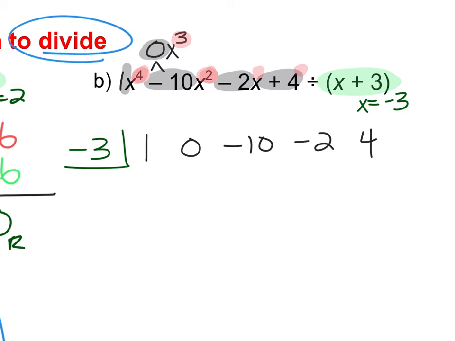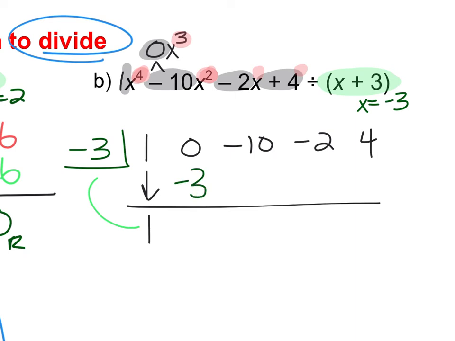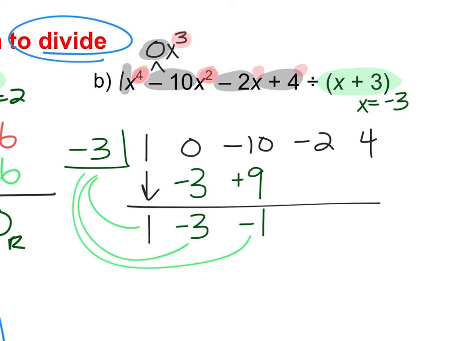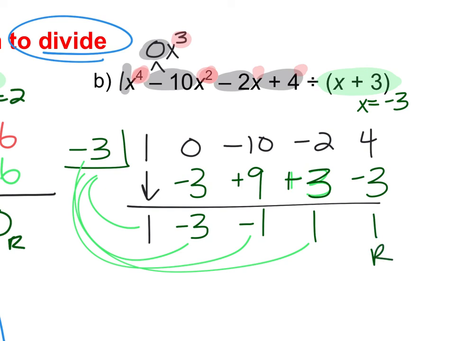So we drop the first term, draw a line, multiply back, 1 times -3 is -3. Combine like terms, 0 minus 3 is -3. Multiply back, -3 times -3 is a +9. So -10 plus 9 is a -1. Multiply back, -1 times -3 is a +3. If I do -2 plus 3, that is a +1. Multiply back, 1 times -3 is -3. 4 minus 3 is a +1. So we do have a remainder here, which is fine.